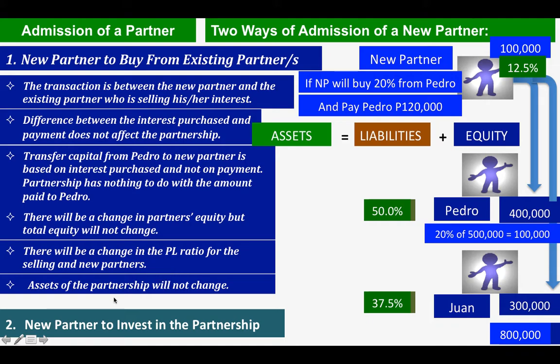So take note, class. Assets of the partnership will not change. There will be no change in the assets because it was only a movement in the ownership between the new partner and the existing partner who is selling his or her interest. Okay? Let us move on, class.